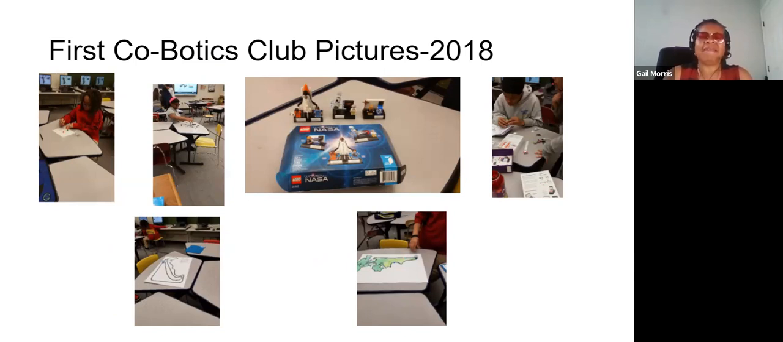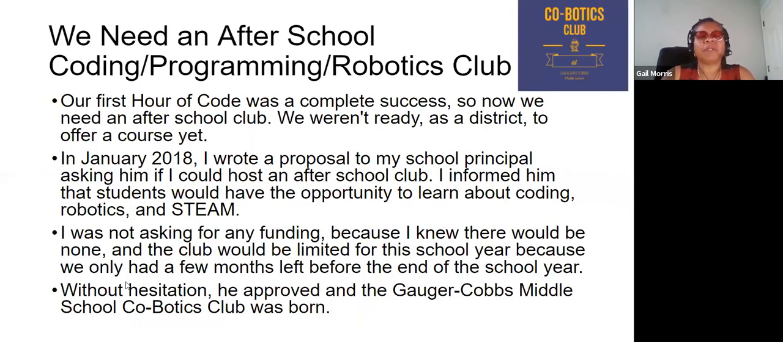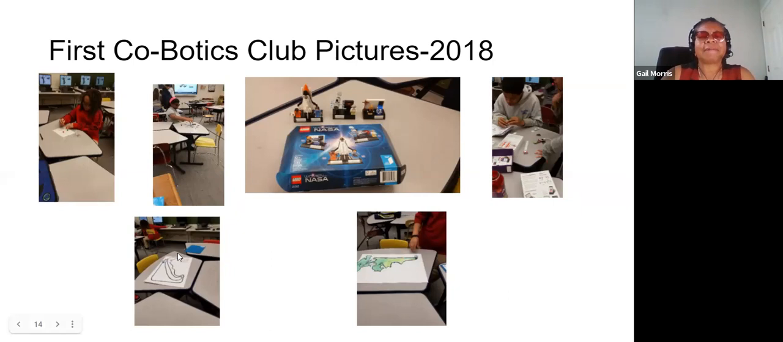Here are some pictures from 2018, the first group members. I couldn't find a group picture in time. I know I have one somewhere, but here are just some different things that we were doing. We did the NASA Lego kit, the Women of NASA, and they put that together.